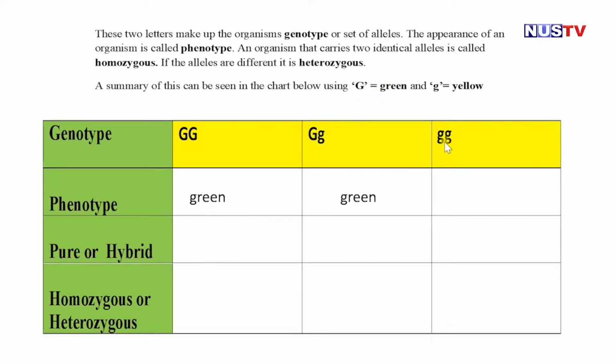Third one, small letter g, another small letter g. Phenotype is yellow. Yes, yellow. You got this from the key up here. Small letter g is yellow. Next, pure or hybrid. 2 capital letters means there is no mixing of gene.